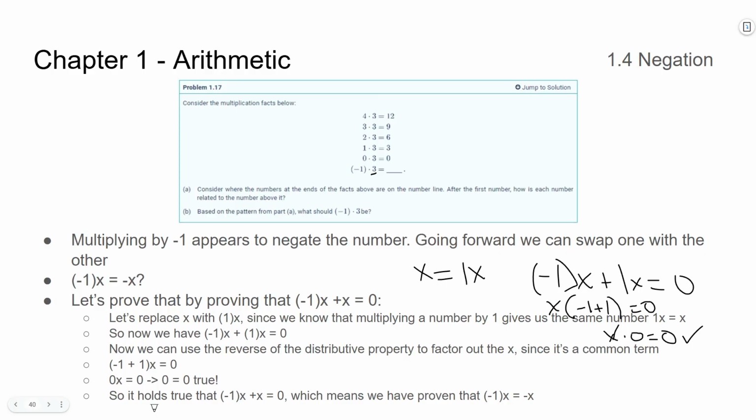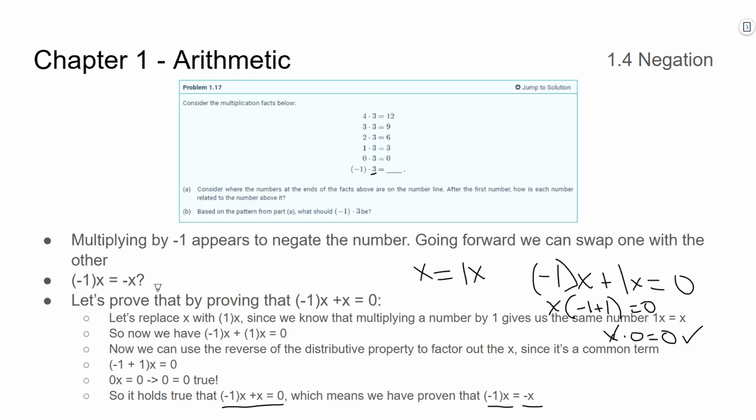So it holds true. This worked out to be true, which means we have proven that -1 times x is going to be -x. I don't know if that was easy to follow or not. But to put it a little bit more clearly, all we did here was use rules that we already know about negation to prove that -1 times x is going to equal -x.